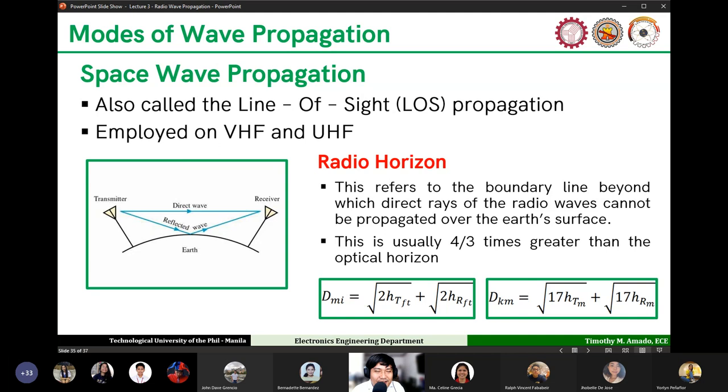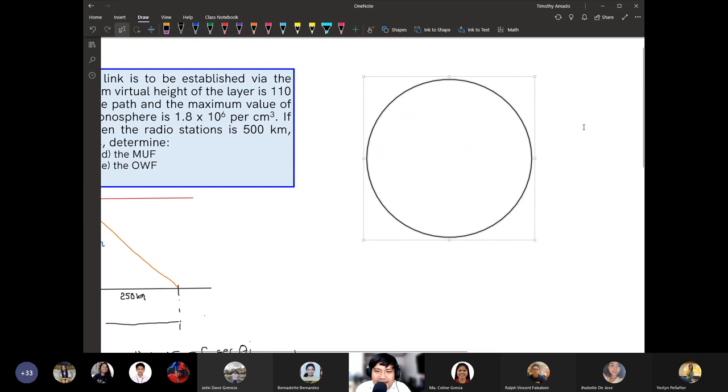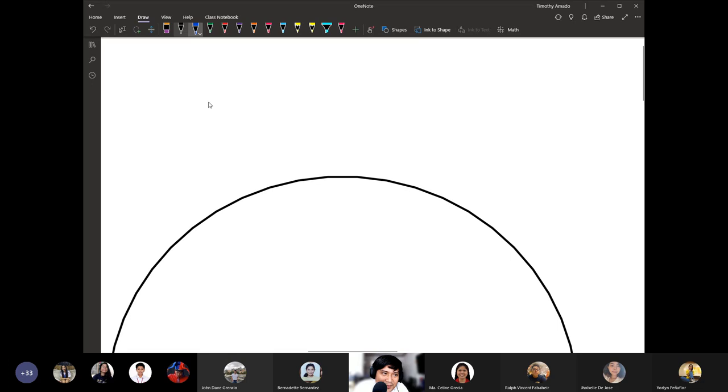Sige, i-demonstrate ko sa inyo. Bakit merong farthest na limit yung communication natin? Kapag line of sight. So let's say, guys, ito yung earth. Dahil hindi flat yung earth, nandito yung transmitter mo, di ba? And nandito yung receiver natin.